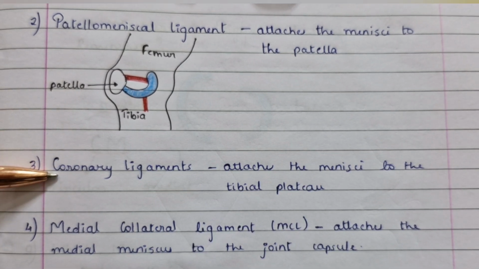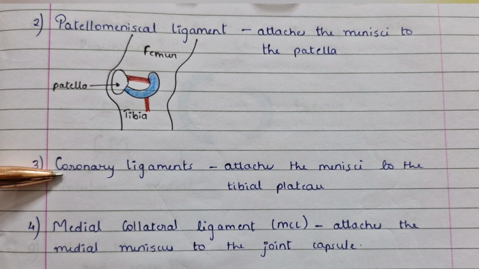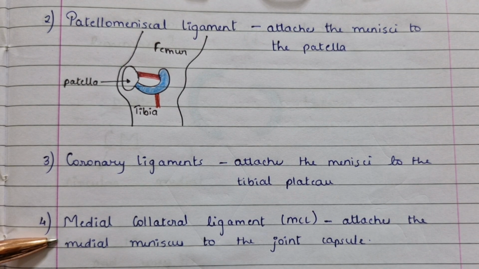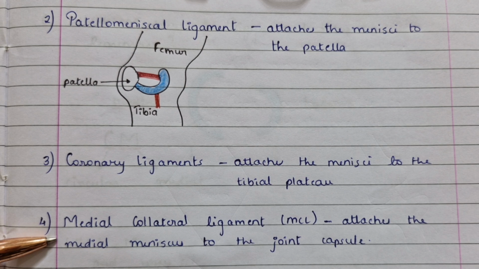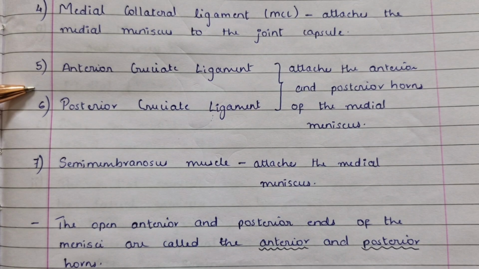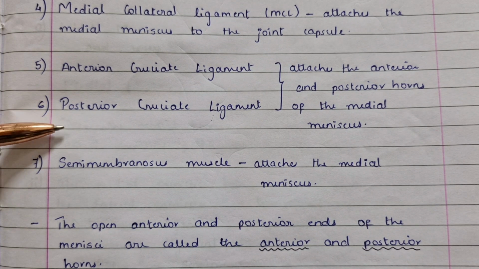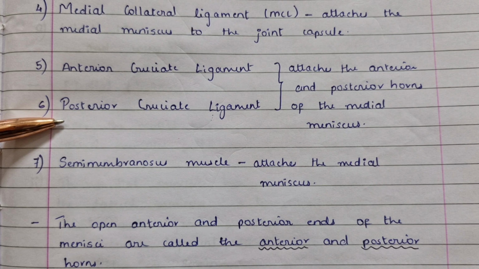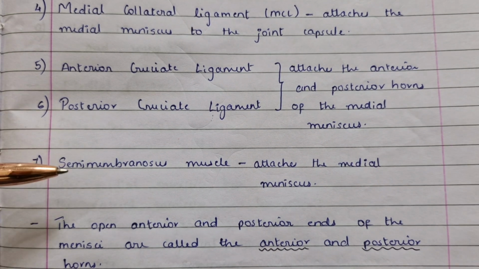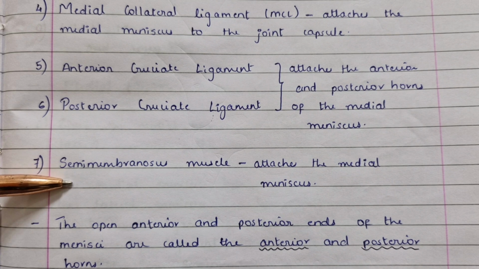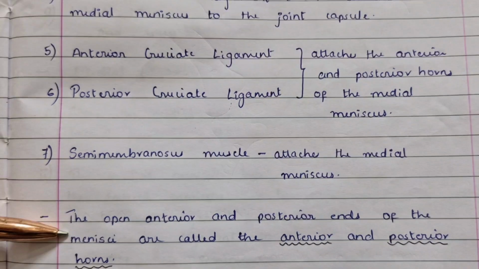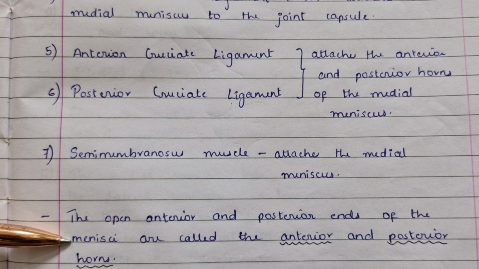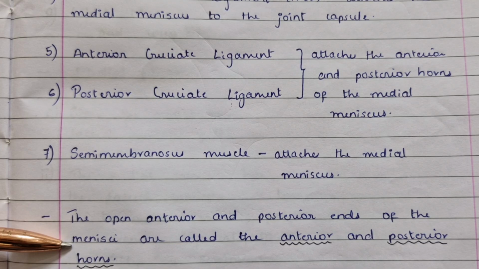Then we have the coronary ligaments which attaches the menisci to the tibial plateau. The fourth one is the medial collateral ligament or the MCL which attaches the medial meniscus to the joint capsule. Then the anterior cruciate ligament and the posterior cruciate ligament which attaches the anterior and the posterior horns of the medial meniscus. Then we have the semimembranosus muscle which attaches the medial meniscus. The open anterior and posterior ends of the menisci are called the anterior and the posterior horns.